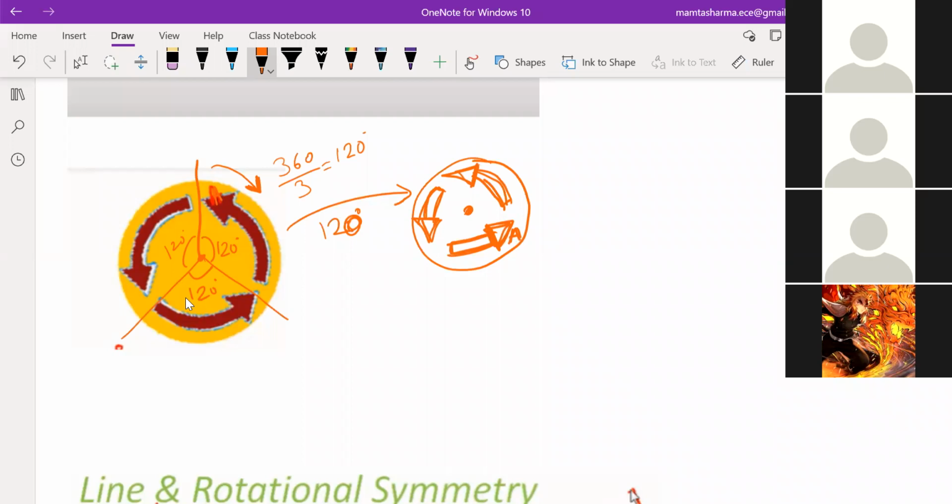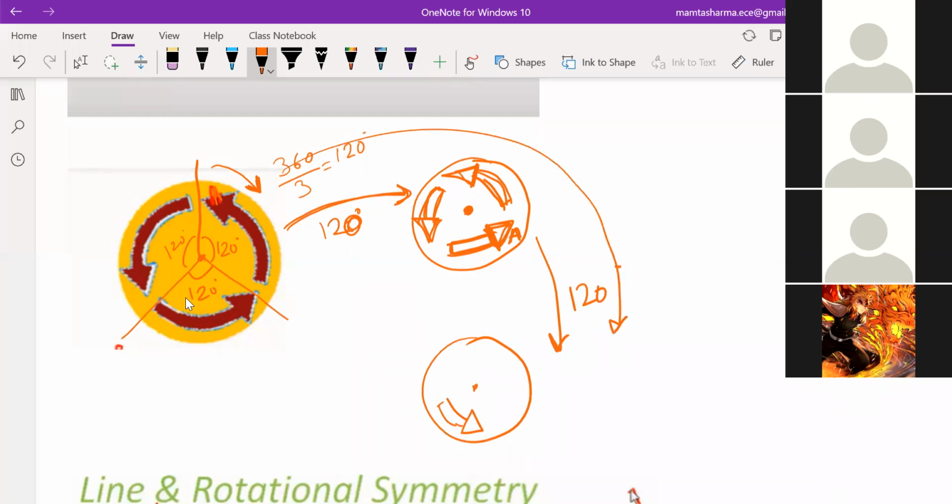Okay then. Now what to do? Again rotate the same image by 120 degrees. Once again, ma'am, the A point would come here. So it will not be 120, right? It would be 240. Yes, the total would be 240. After 240, if we rotate this image again by 120, the third time it would be 360. Yes, third time 360, so the A point would come here.